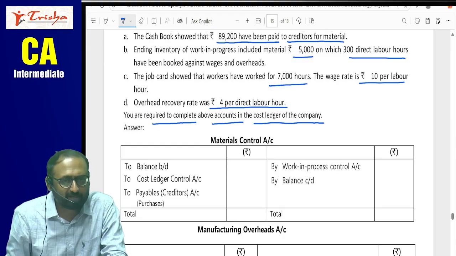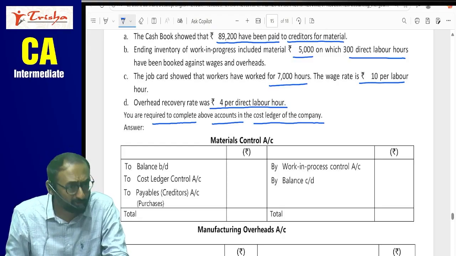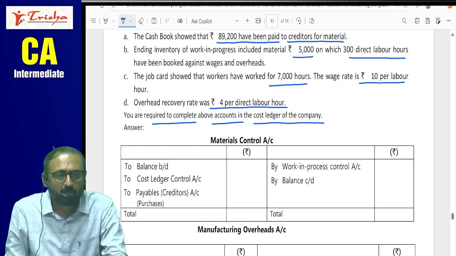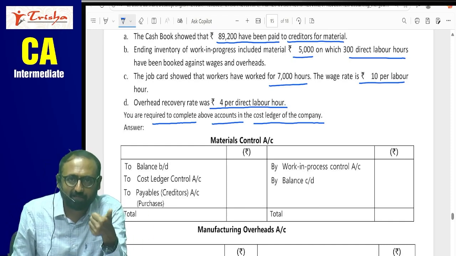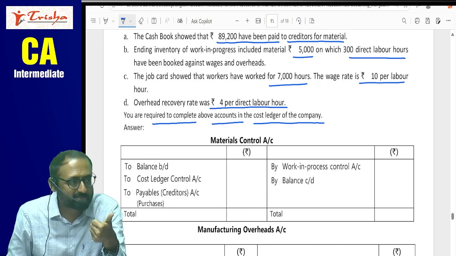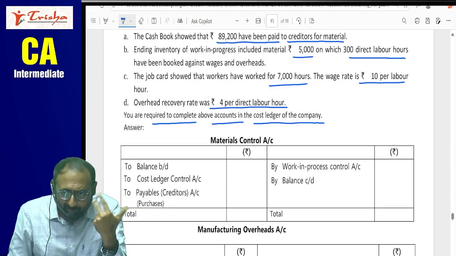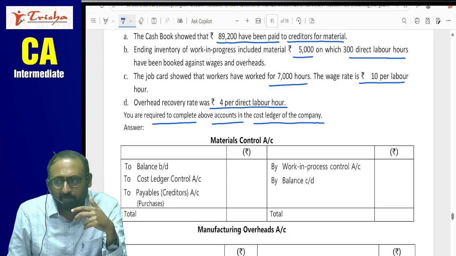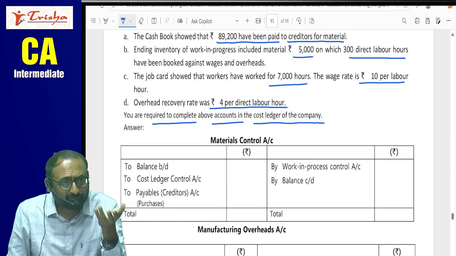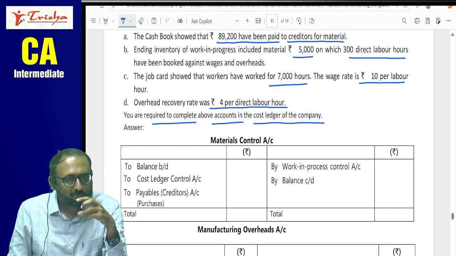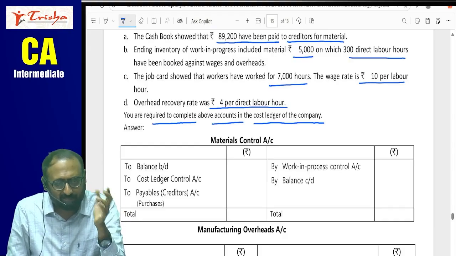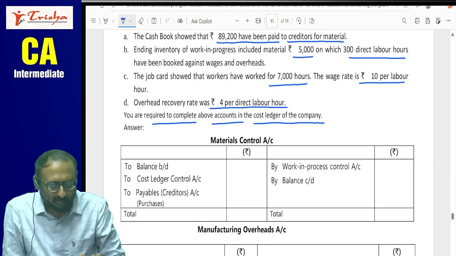One more question is there in your study material, which we have taken in your module also, the institute material also, where separate questions are asked: how much material you have purchased, how much material you have consumed, how much WIP is completed, and how much finished goods are transferred to cost of sales. So many separate questions are also asked. Here you just need to complete these accounts.